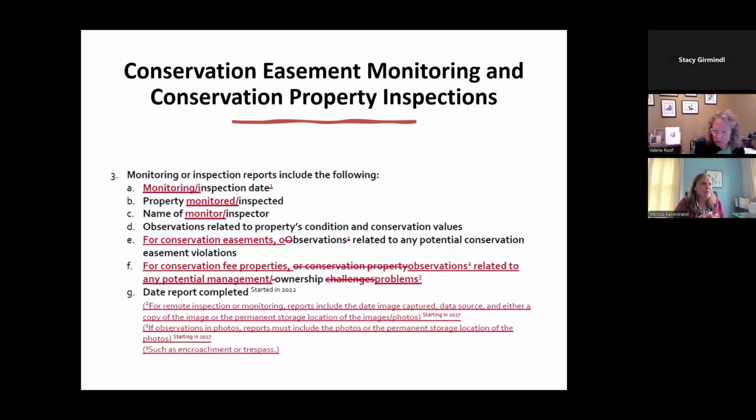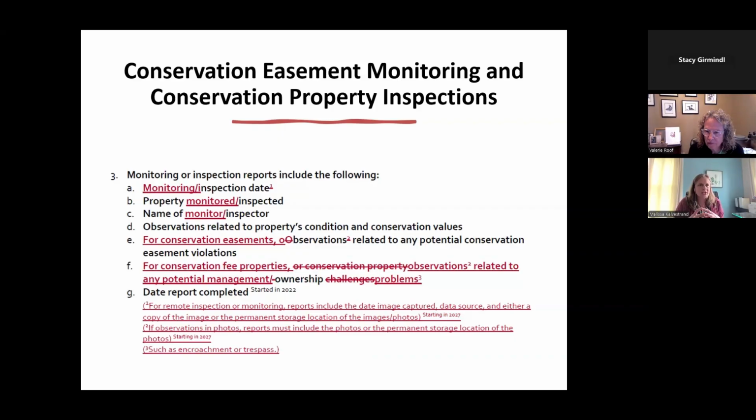We got lots of people who said, oh, well, it's a remote monitoring, so what's actually the monitoring date? People got tripped up on what dates we were looking at. So we tried to be really clear in this note that when we're looking at a remote inspection, understanding those methodologies may be expanding across this country, we're looking for the reports to include the date that the image was captured, where that image is from, and either a copy of that image in the report, like a little screenshot, or where that image is.